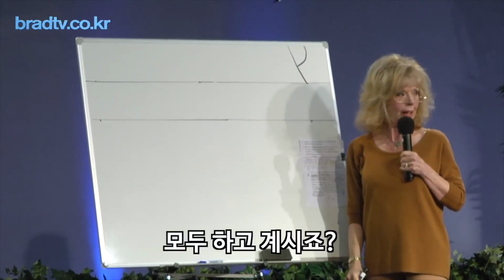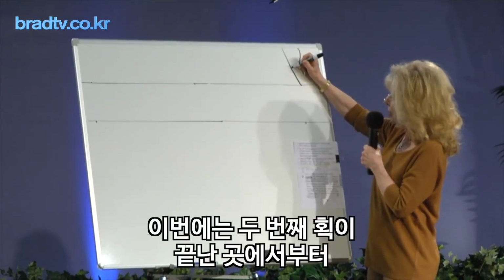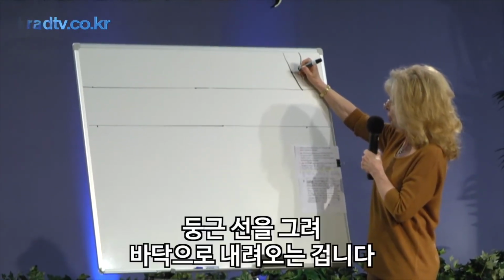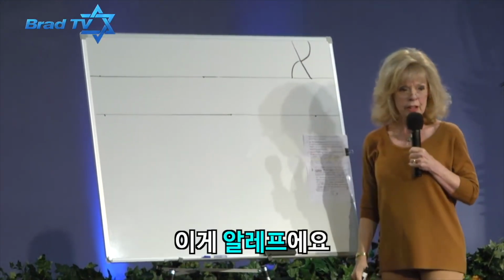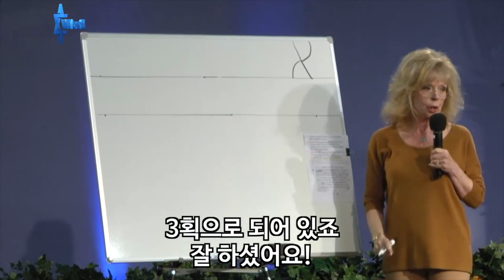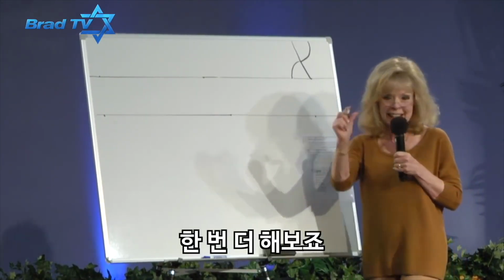Okay, everybody got it? Okay, now we're going to start right where the other curved line stopped, and we're going to draw a curved line down to the line. And there you have an Aleph. It's three strokes. You did it! Woohoo! Let's do it again, all right?